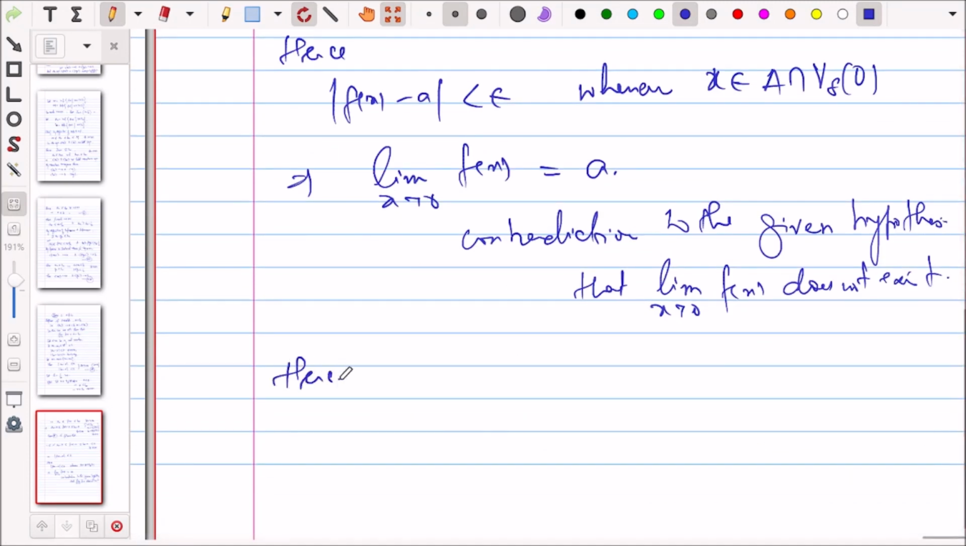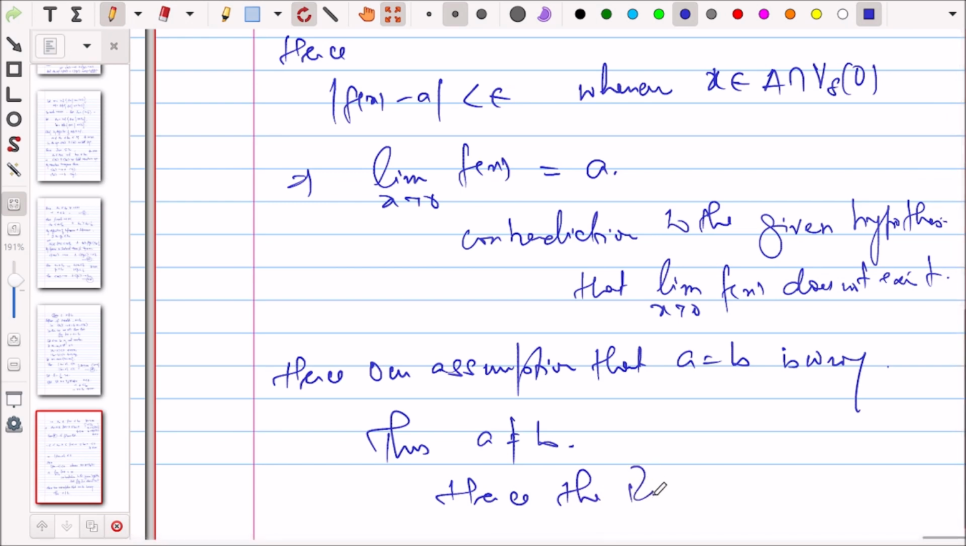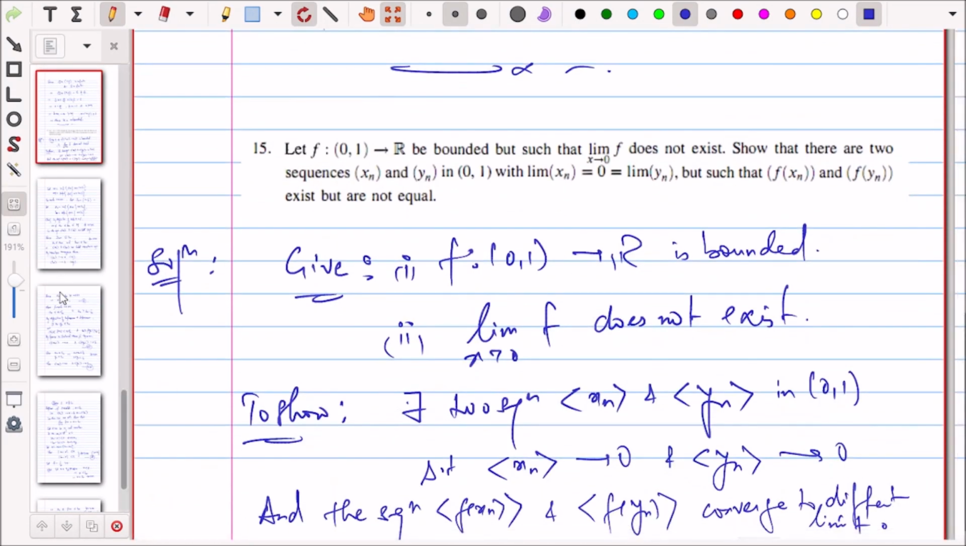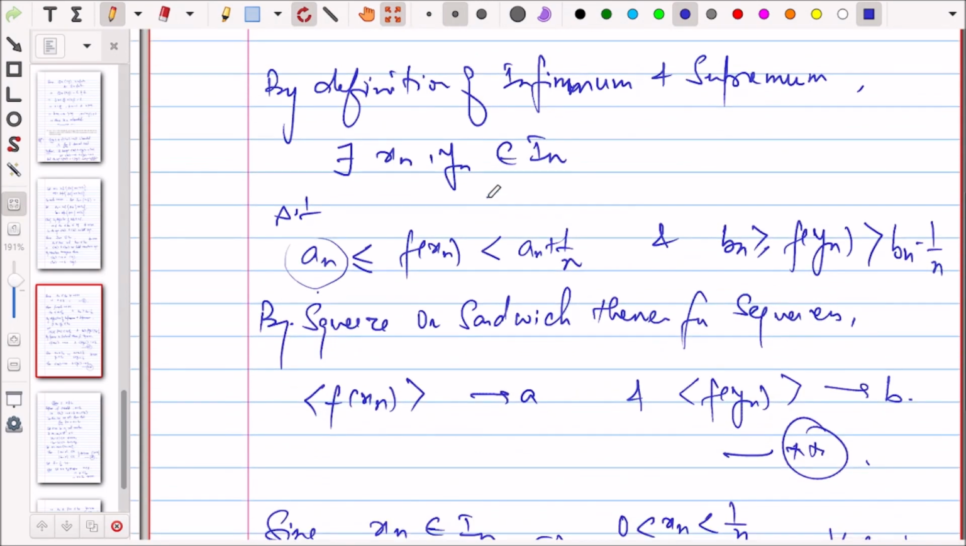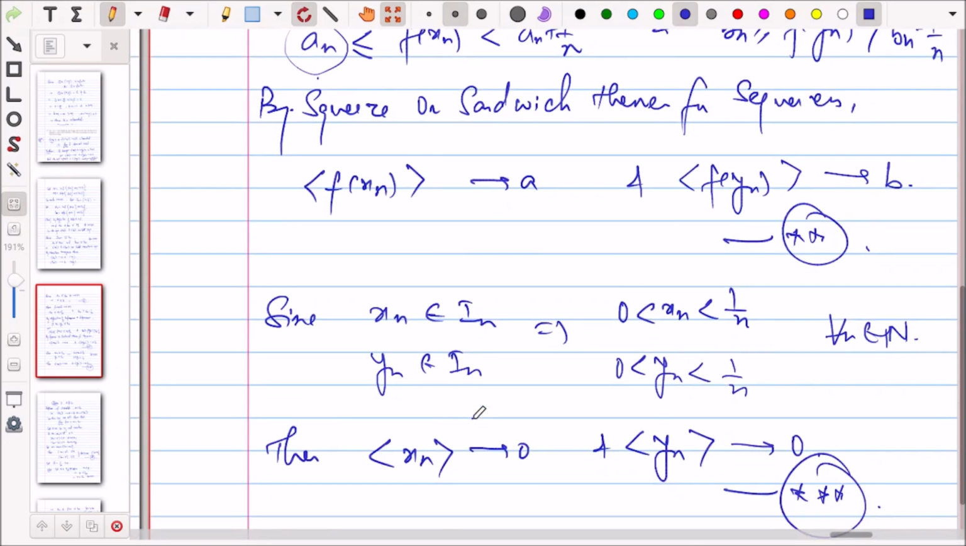So hence our assumption that a is equal to b is wrong, thus a is not equal to b, and hence the proof, because we are able to generate two sequences xn and yn in In, such that xn is converging to 0, yn is converging to 0, f of xn is converging to a, f of yn is converging to b, and a is not equal to b. So this was the desired thing, so we are able to prove this.